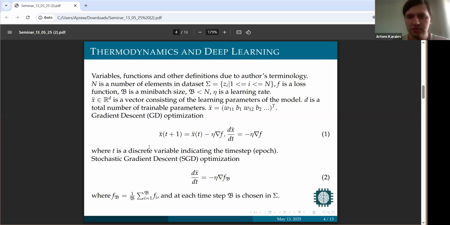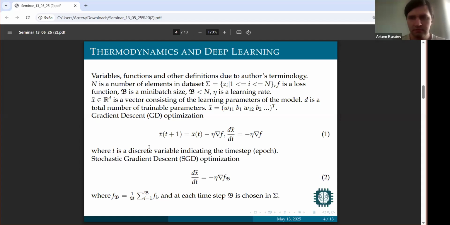This is the authors' terminology, and they use this vector x as the d-dimensional vector, where they collect all of the trainable parameters of the system. So all elements of weights, biases, or other trainable parameters are collected into one vector, and that will be the main vector which they work with during this research.